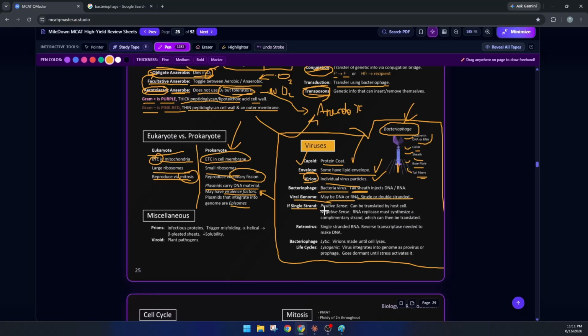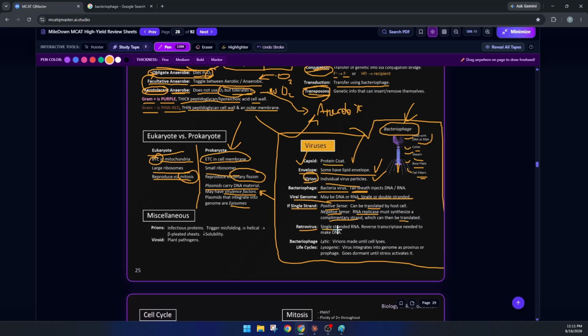If it's single-stranded, you get positive sense or negative sense. If it's single-stranded positive, it can be translated by the host cell. But if it's negative, it can't be directly translated by the host cell. It has to go through a little bit more. It needs an RNA replicase, an enzyme, which has to synthesize a complementary strand, which then can be translated. So it has to do an extra step, which is synthesizing a complementary strand.